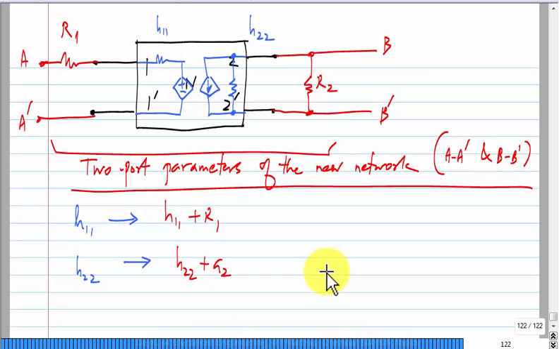Any questions so far about any of the two port parameters? Okay. Now we can go to general properties of some types of two ports, but before that I want to point out some other things. So, let us say I have the Y parameter description.